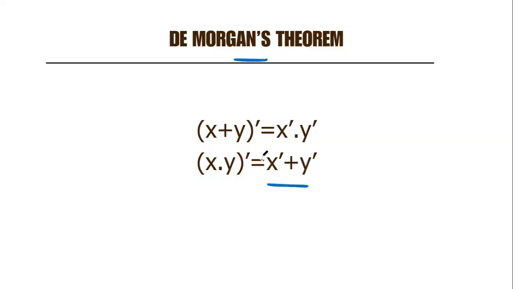What happens is, the complement is applied to each of the terms inside the bracket. So it becomes x complement and y complement, and this OR operator is replaced by an AND operator. That is what we get here. Similarly, in this case, complement is applied to each of the variables, that is x complement and y complement, and this AND operator is replaced by the OR operator, and that is what we get, x complement plus y complement, or x complement OR y complement.